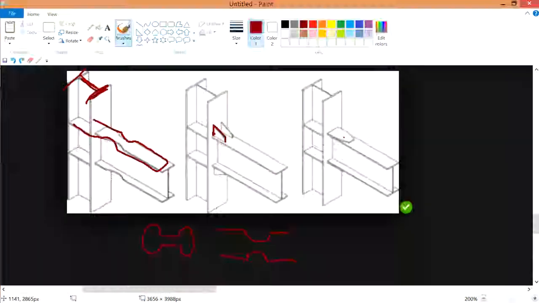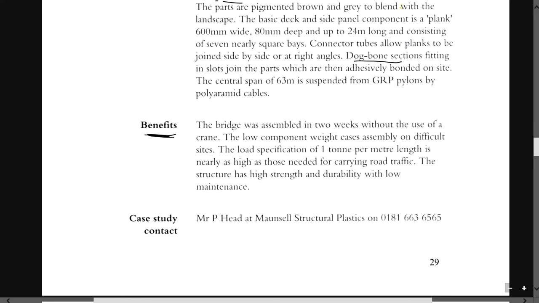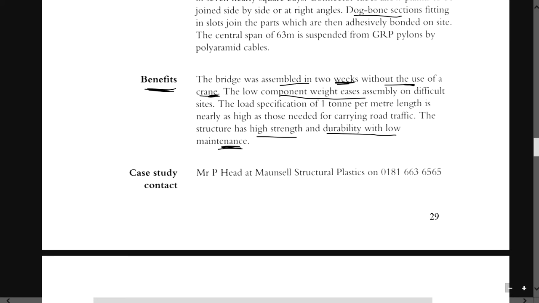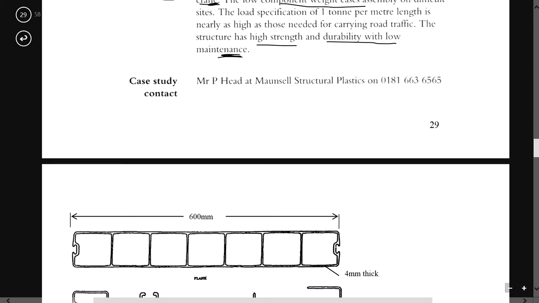Yeah. And the benefits of using this type of method, pultrusion, is that it is assembled within 2 weeks, without the use of a crane. Low component weight and high strength and durability with low maintenance. So this method is quite good. You should take note of the benefits because they may ask you about that.